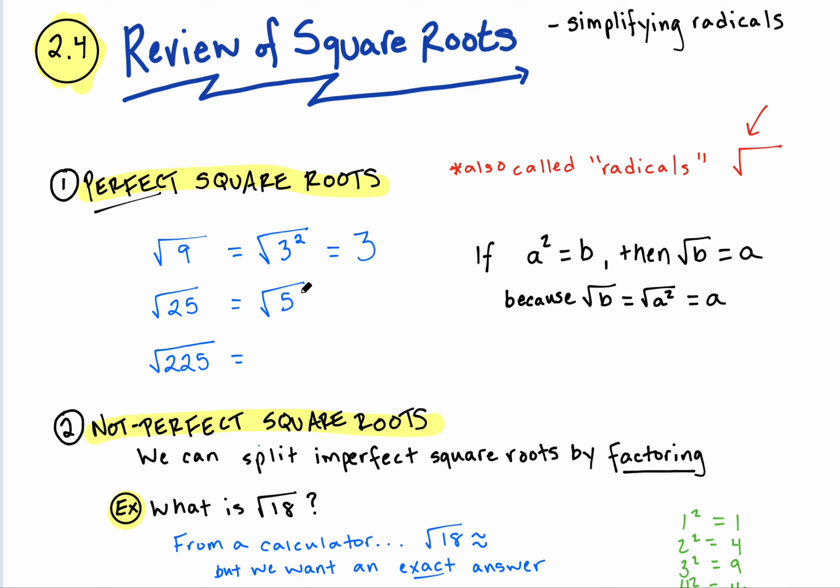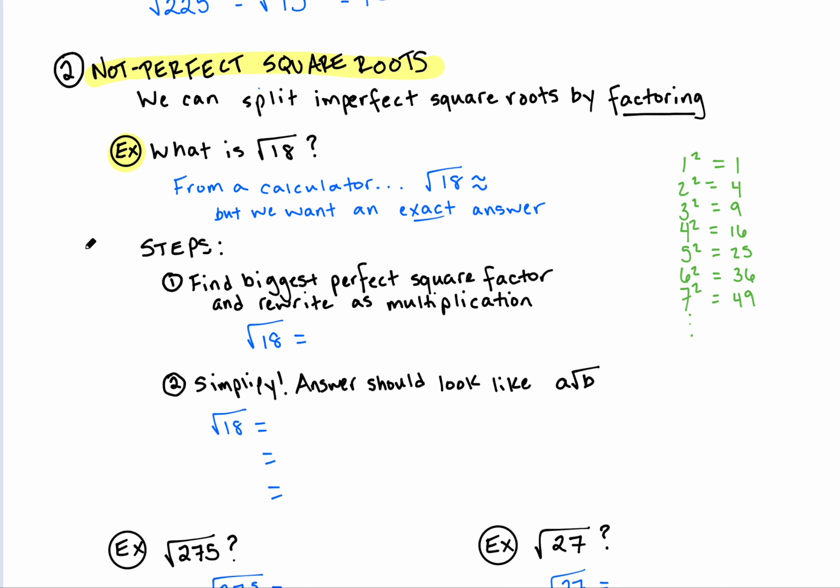25 can be rewritten as 5 squared, so the square root of 25 is 5. And 225 is the same thing as 15 squared, so the square root of 225 is 15. You can memorize these if you want or just get used to them, but these are not the hard thing. What we really want to talk about today is what we do when we have square roots that are not perfect.